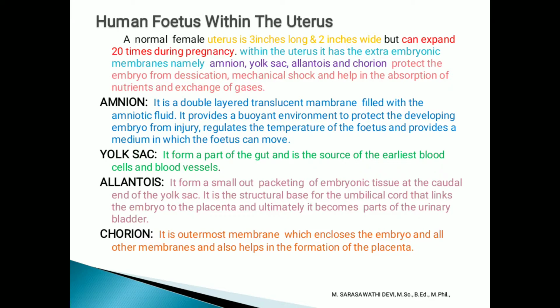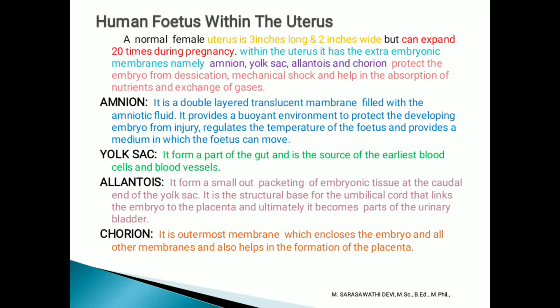Human fetus within the uterus. A normal female uterus is 3 inches long and 2 inches wide, but can expand 20 times during pregnancy. Within the uterus, there are extra-embryonic membranes, namely amnion, yolk sac, allantois, and chorion. These are protective membranes protecting the embryo from desiccation and mechanical shock, and help in absorption of nutrients and exchange of gases.